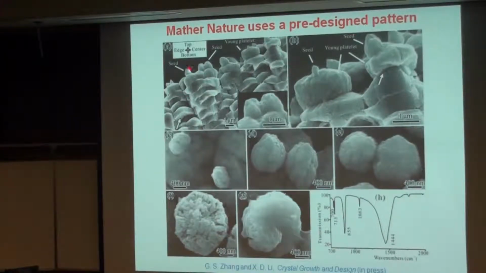You can see this particle, another particle, and they follow this pre-designed pattern to assemble those particles into this polygonal shape, layer by layer by layer. You say, why? I don't know. But Mother Nature uses a pre-designed dispersion pattern, solves this problem, and can disperse 95% nanoparticles in 5 volume percent polymer matrix. No problem. No agglomeration.